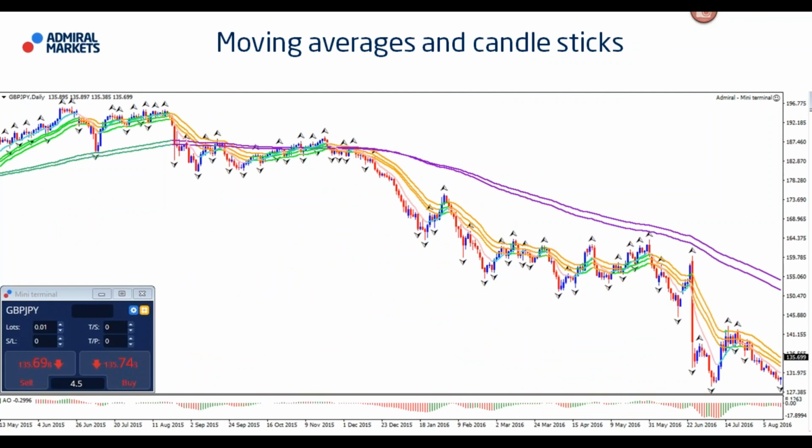All right, next one I wanted to show you is moving averages and candlesticks. Also one of my favorite ones, just the way like fibs. Moving averages are, I think, really super cool. I'm a big fan. I know that maybe some of you think that they're only for beginners.